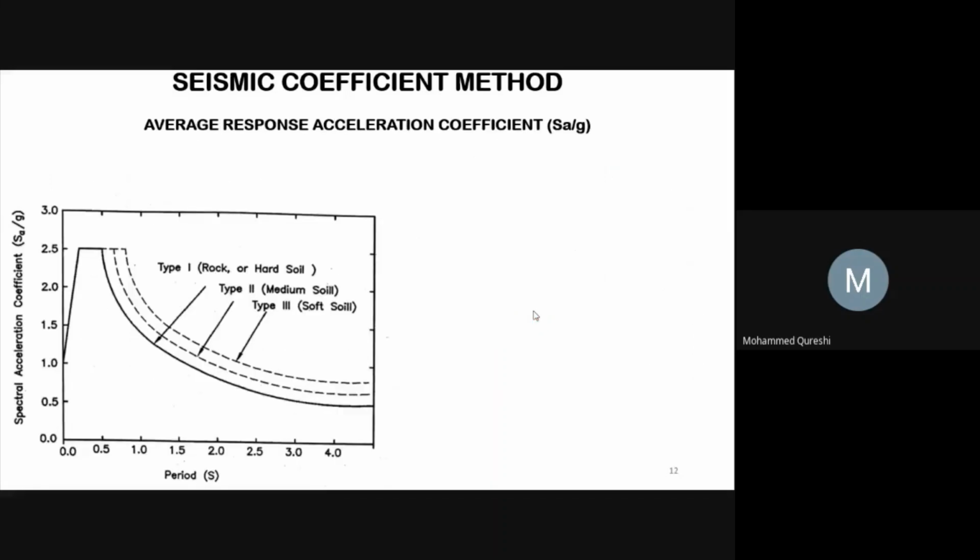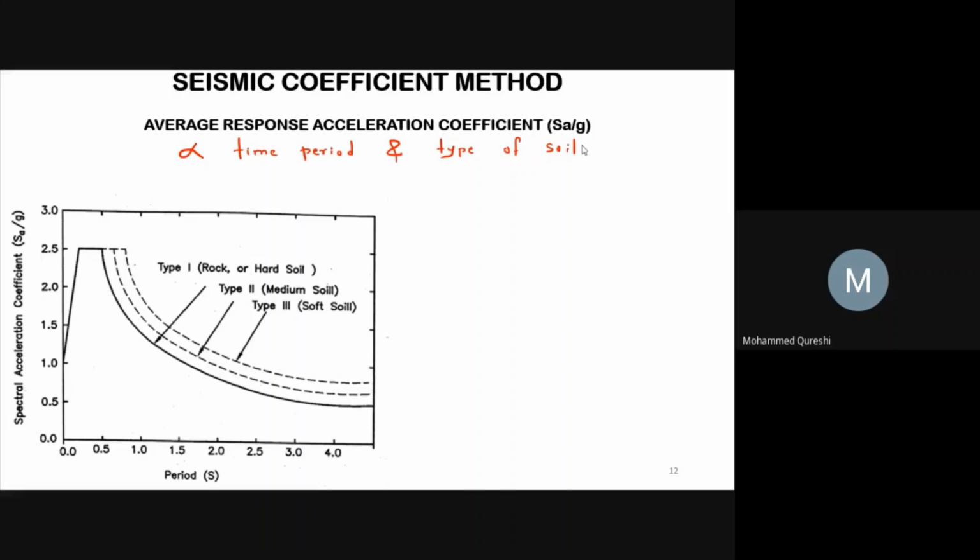Next parameter is Sa by g. Simply, your average response acceleration coefficient, that is Sa by g, depends on time period and the type of the soil encountered. So, it is the factor which represents the acceleration response of the structure under earthquake ground vibration. It generally depends on your time period and your type of the soil.